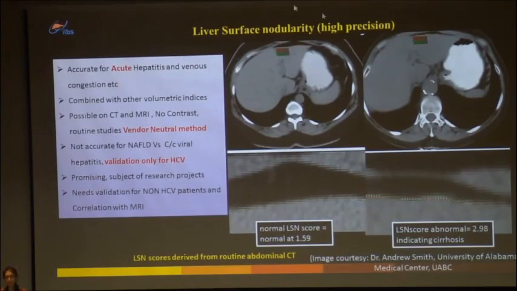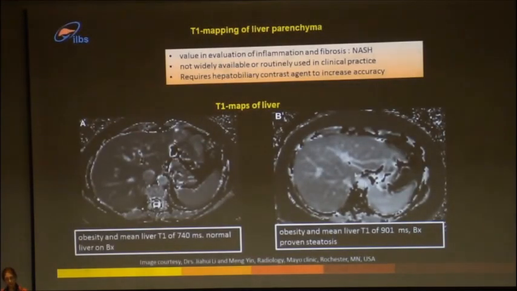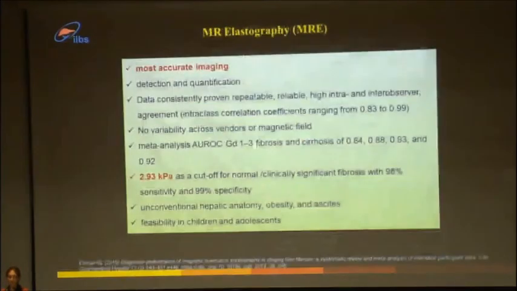This is what a liver surface nodularity will look like. These are all techniques which are coming in with newer advances. We look at the surface nodularity of the liver and we try to grade that. That is done by a software. We can do a T1 mapping of the liver. Again, you take a map on the non-contrast study on MR, use a software and get liver values for that, and then look at patients with and without fat or with and without fibrosis.